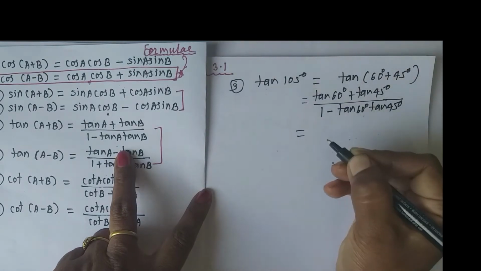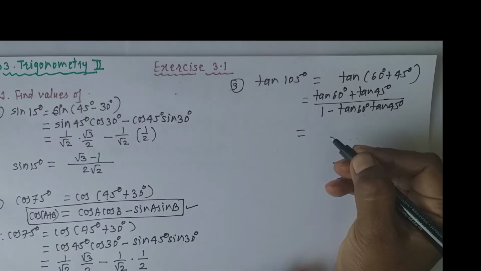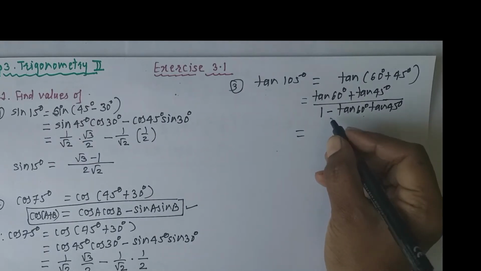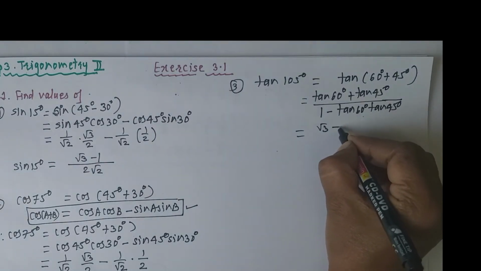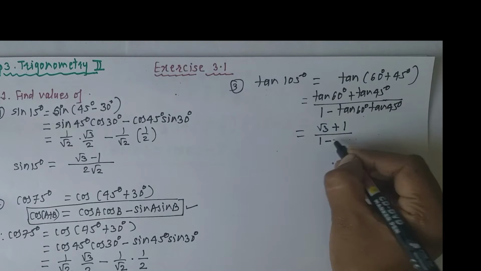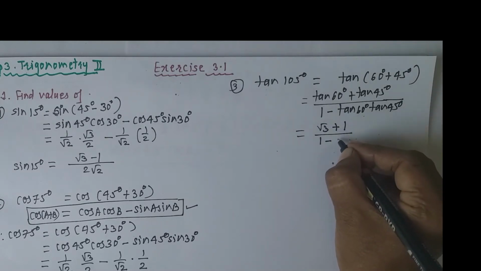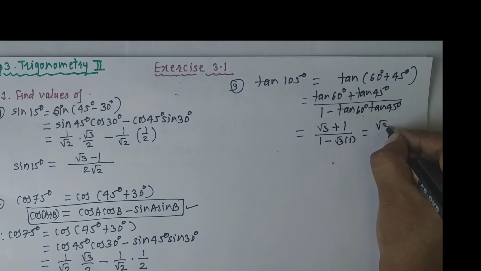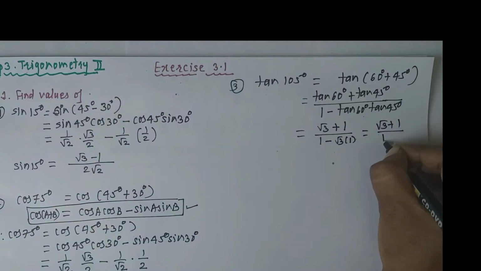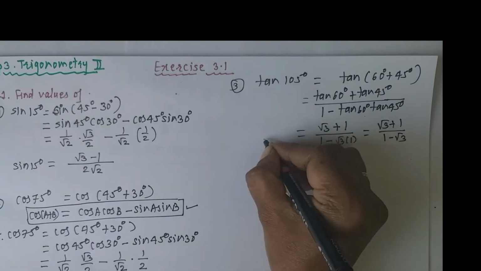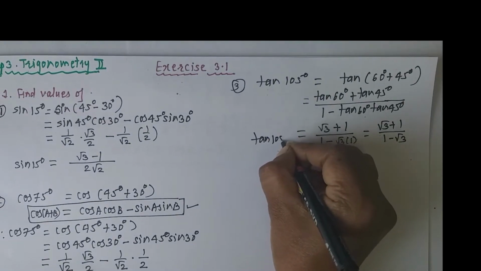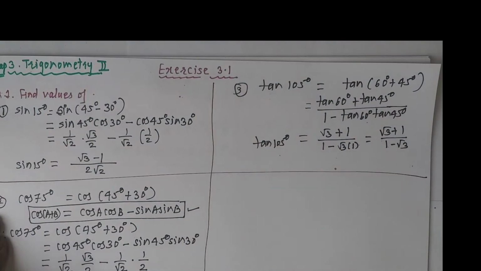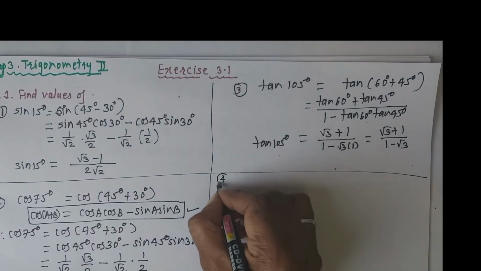Okay. Again you go to your table of 0 to 90 degree. From that, value of tan 60 degree is root 3. Value of tan 45 is 1. This will be 1 minus tan 60, again root 3, and value of tan 45 is 1. After simplification, this will be root 3 plus 1 divided by 1 minus root 3. This is value of tan 105 degree. Okay. Then we will solve the next problem, that is fourth problem.